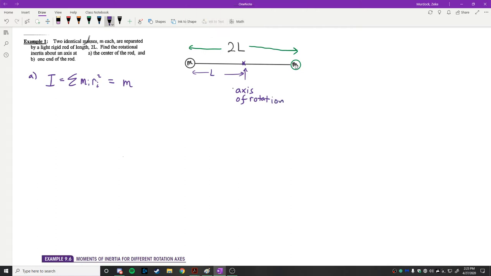So, we take this mass, multiply by that distance, that's L squared, right? Plus the other mass times L squared. Okay, so we get that the moment of inertia about the center, at least, is going to be 2mL squared. Do you guys have any questions about that?